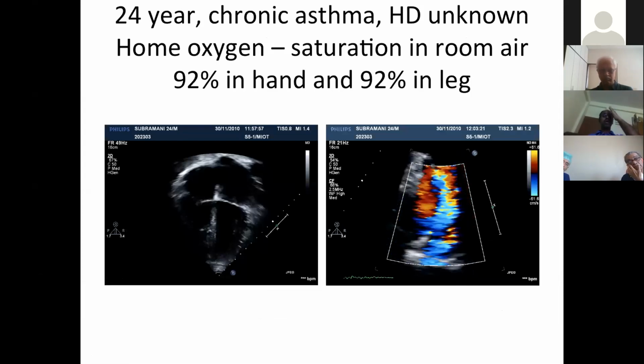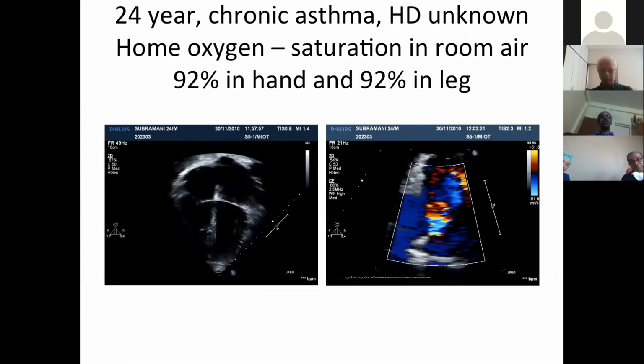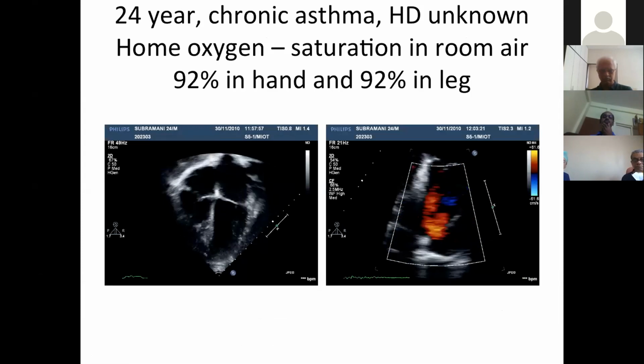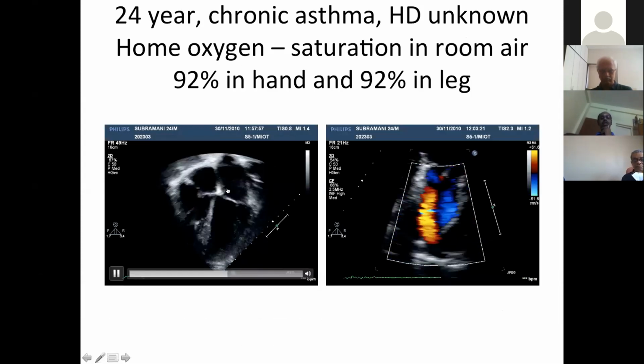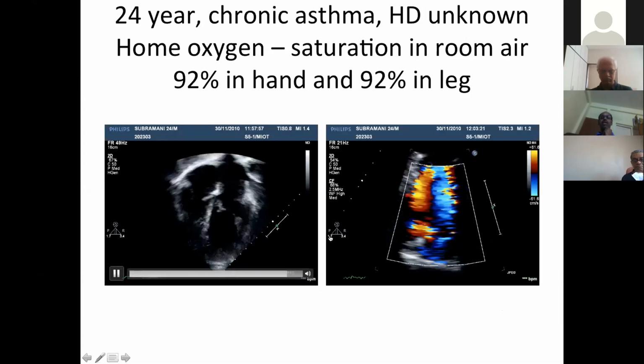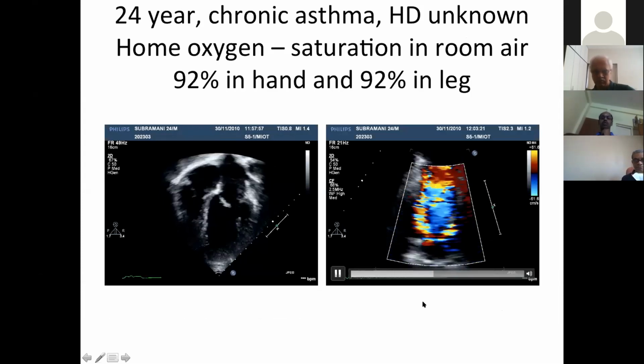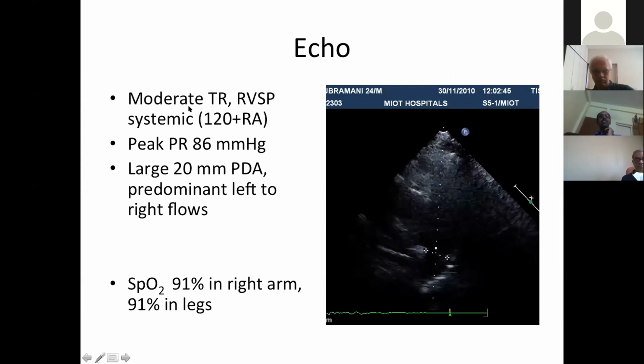A 24-year-old chronic asthmatic, heart disease was unknown, home oxygen saturation in room air 92% in hand and 92% in leg. Echocardiogram does not show a significant LA, LV dilatation. There is a window-like large PDA. There is a left-right shunt. However, there is no gradient between the aorta and pulmonary artery. There is a moderate tricuspid regurgitation with RV pressure predicted to be 120 to 130, the same as aortic pressure. Peak pulmonary regurgitation was 86, a huge 20 millimeter PDA. You can see the 20 millimeter PDA.